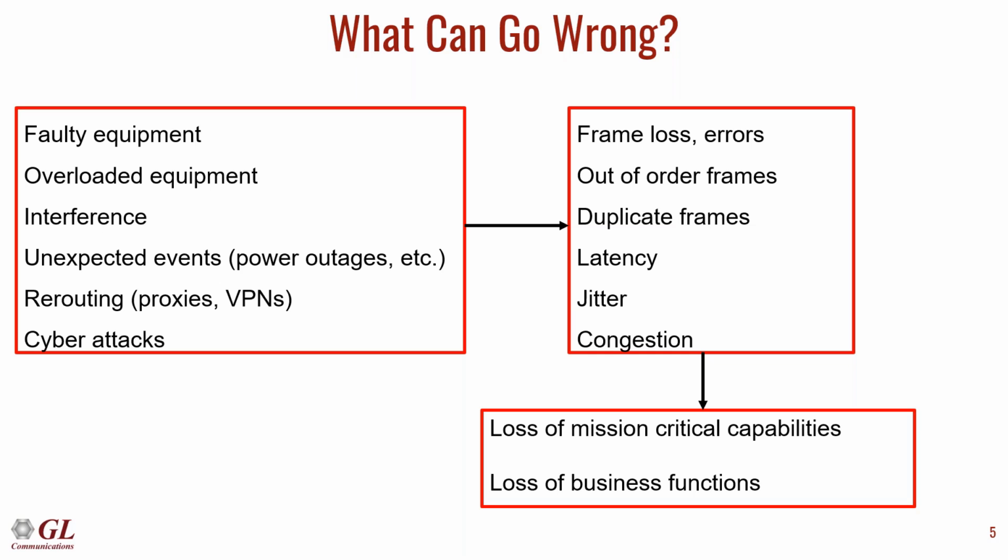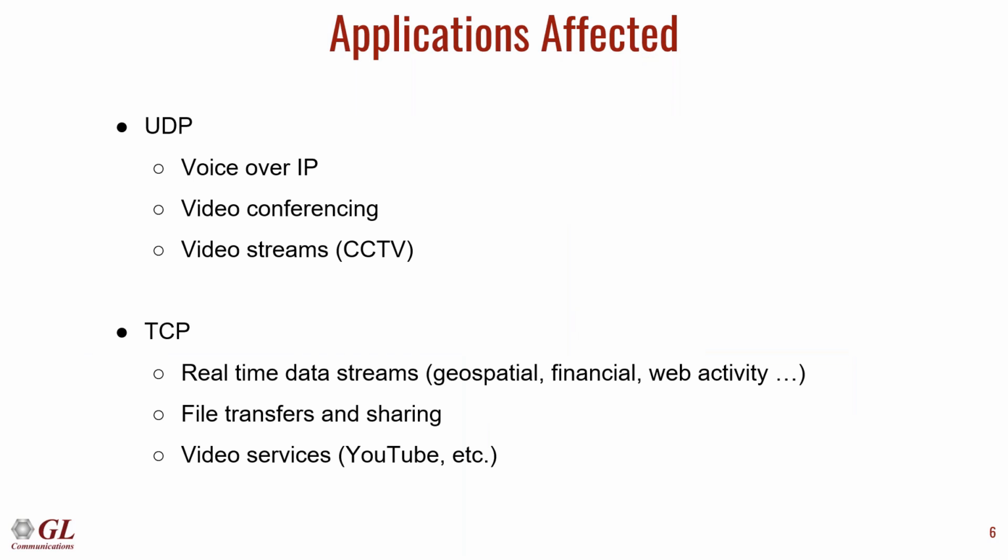So let's brainstorm what type of applications can be affected by those network impairments that we saw on the previous slide. Well, both UDP and TCP applications can be affected. So what are your most common UDP applications? It's usually things like voice over IP, video conferencing, or some sort of real-time video stream like closed circuit television. These applications are definitely going to be very sensitive to things like latency and out of order frames and so on. It can definitely affect your call quality or your video quality. So those applications are very sensitive to the types of statistics I described on the previous page.